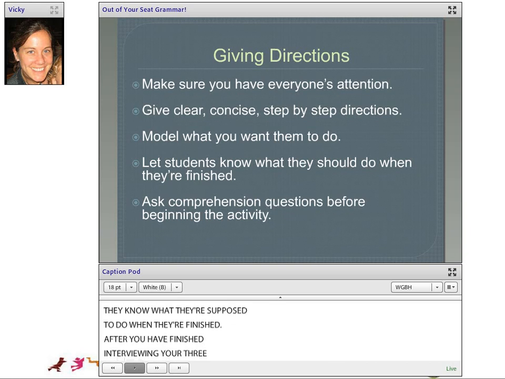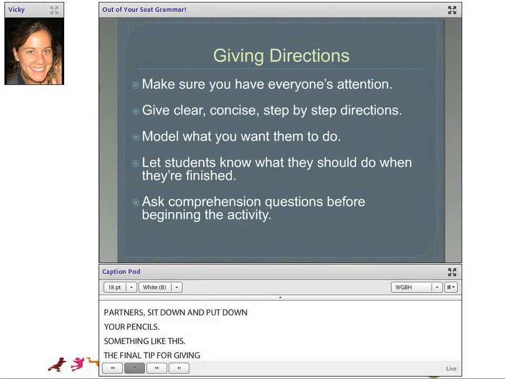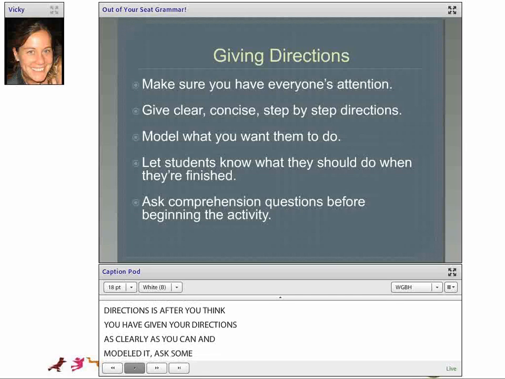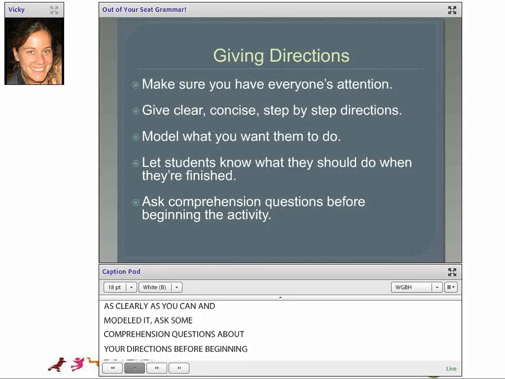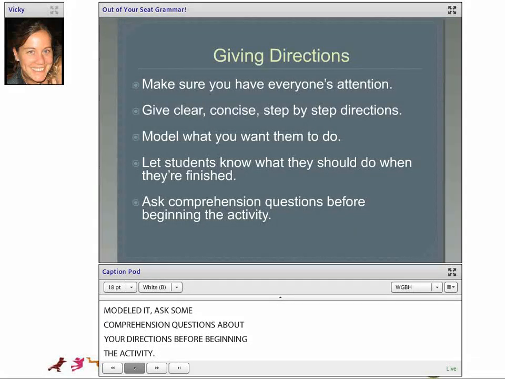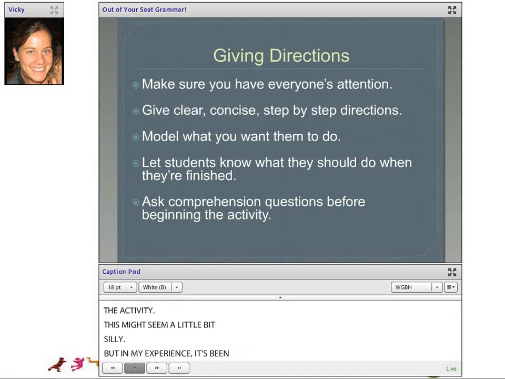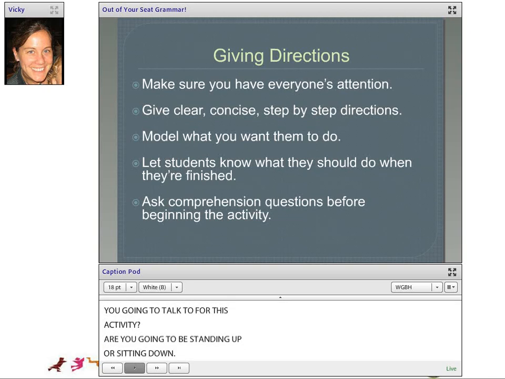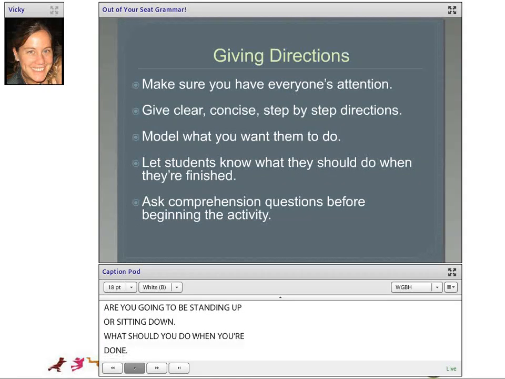After you have finished interviewing your 3 partners, you should sit down and put down your pencil, something like this. The final tip for giving directions is, after you think that you've given your directions as clearly as you can and modeled it, ask some comprehension questions before beginning the activity. This might seem a little bit silly, but in my experience, it's been worth it to ask just a couple of simple questions. For example, how many people are you going to talk to for this activity? Are you going to be standing up or sitting down? What should you do when you're done? Questions like this can give you an idea of how much people have understood and give people a review.